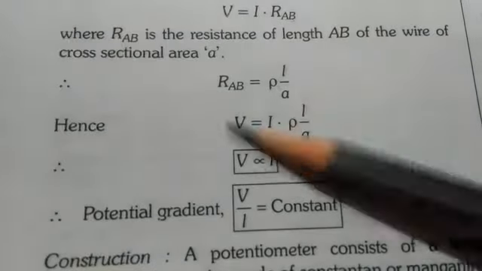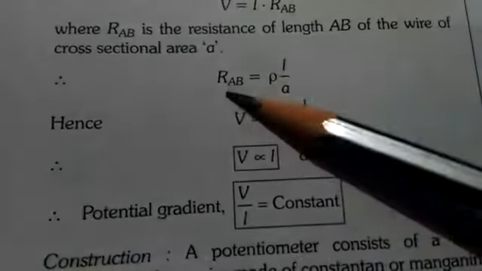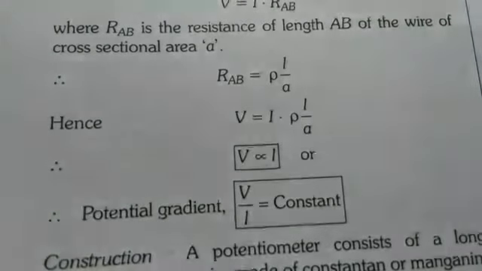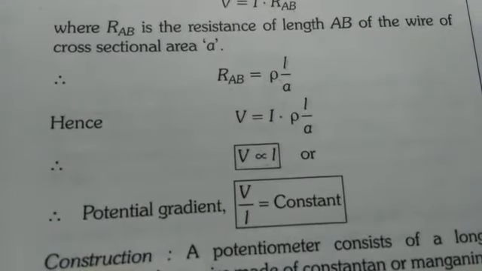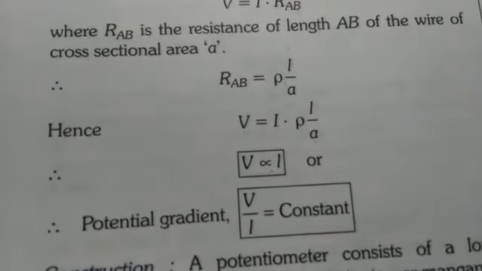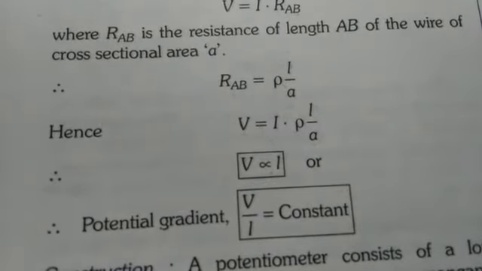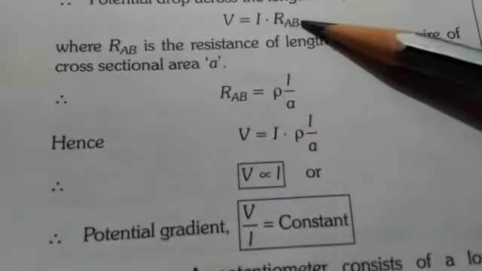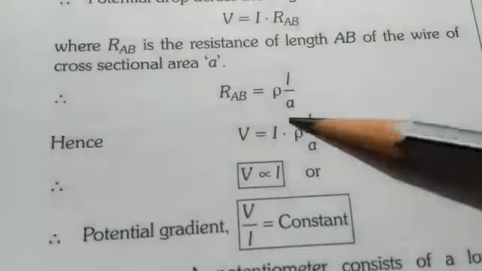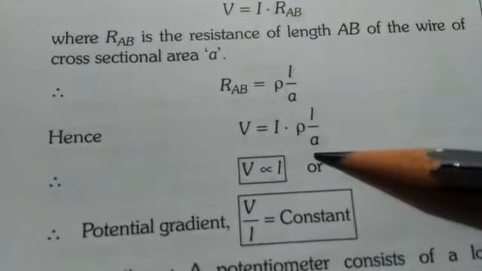Let's take the cross-sectional area of the wire as A. Then we know how resistance depends on resistivity, length and cross-sectional area. With resistivity, it is directly proportional. With length, it is directly proportional. With cross-sectional area, it is inversely proportional. Okay, so this value of RAB we put in this equation. So in place of RAB we put rho L upon A. Okay, so we got this one, V equals I into rho L upon A.